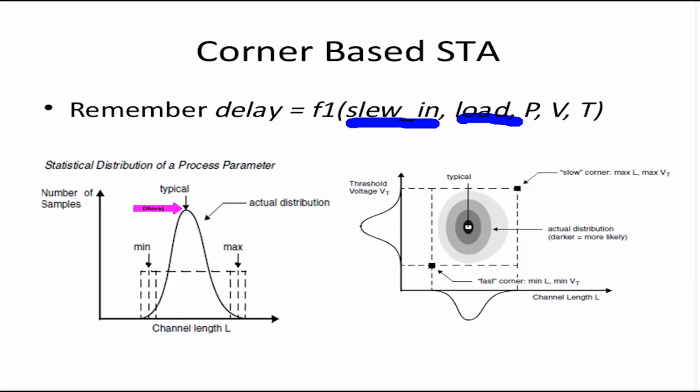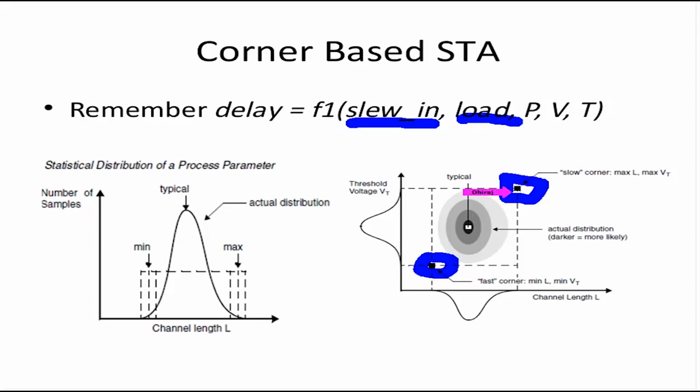But now what we have done is we have plotted the channel length and the threshold voltage of devices on the two axes. Channel length is on the x-axis, threshold voltage on the y-axis. Note that a greater channel length and a greater threshold voltage means a slower device. So somewhere around this point the devices are slow, and somewhere around this point the devices are fast. In the middle the devices are typical. That means the devices at the slow corners are slower and will have more delay. Devices at faster corners will have less delay.